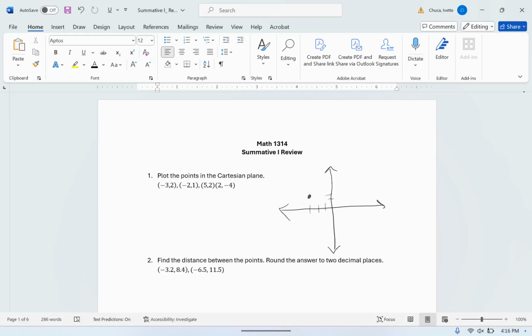Then we have -2 and 1, 5 and 2, and 2 and -4. So we go 2 down to -4.